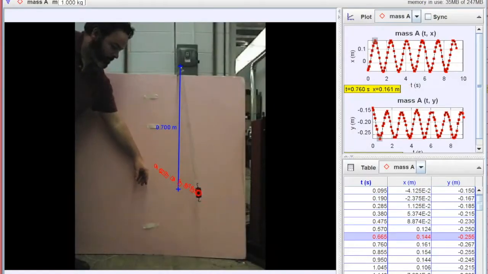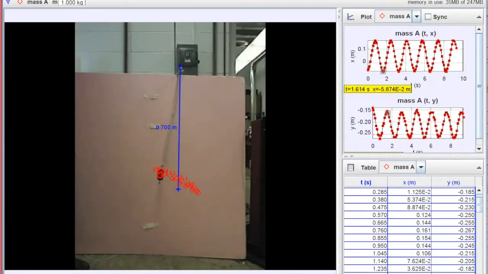This is the Tracker software. First, I created a reference to the length of the system, which was 0.7 meters. Then, as you can see at every frame, I plotted the center of mass of the spring mass system. You can see in the top right that it plots the graph, and at the bottom right you can see the time, the x, and the y position coordinates. After that, I created a CSV file to implement my data into my code.